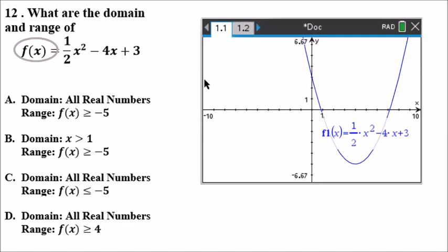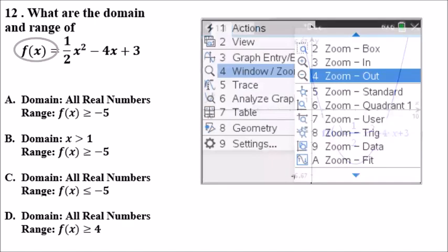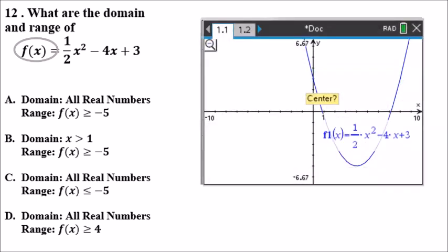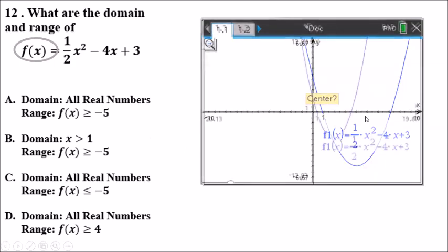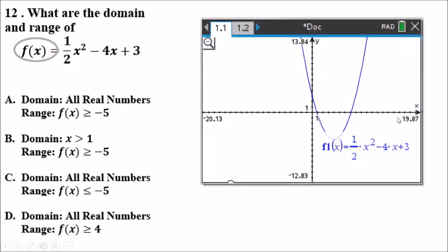If you want to zoom out a little bit to get a better look, you can use menu 4. It asks you if you want to center the graph. It's starting on its x-axis going from -10 to 10. As I zoom out, now I'm at -20 to 20. I see that that graph is still going. So that's something that we want to keep in mind.